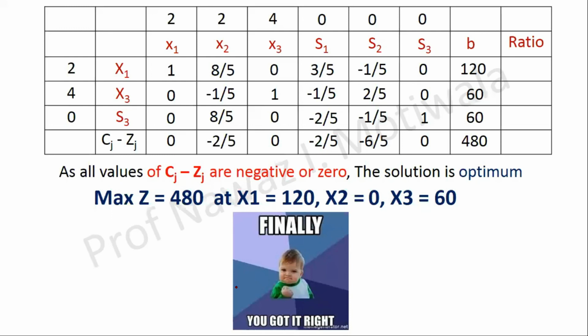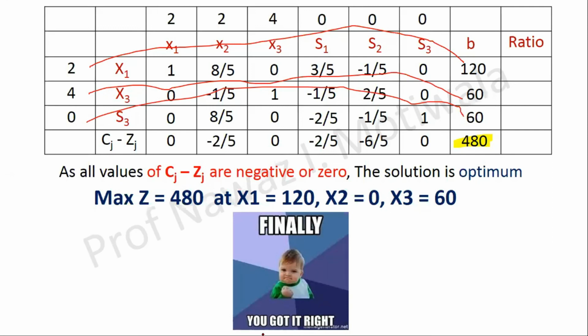As the solution is optimum, I will find the answer for this. What is the Z maximum? The answer at this place. How will we find it? Just multiply 2 by 120, which gives 240. Then 4 multiplied by 60, again 240. So 240 plus 240 is 480, plus 0 multiplied by 60 gives 0. So 240 plus 240 plus 0 gives me 480.